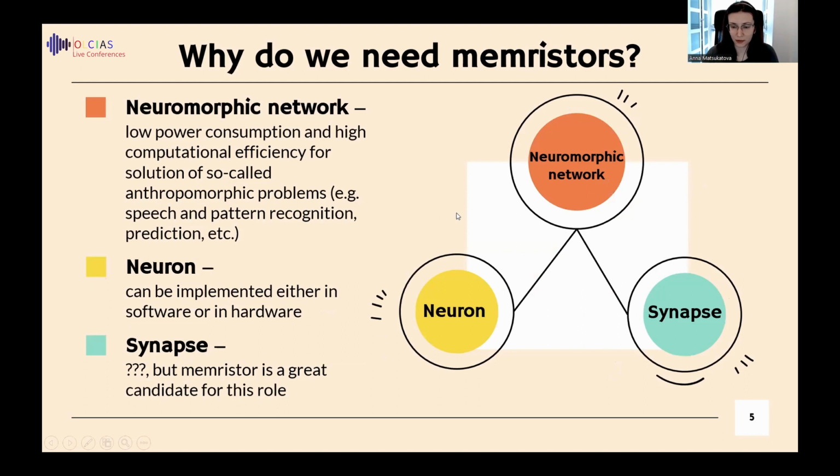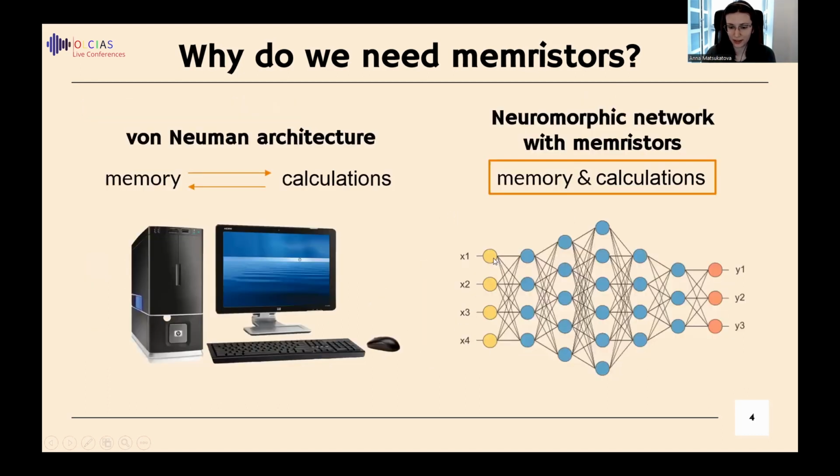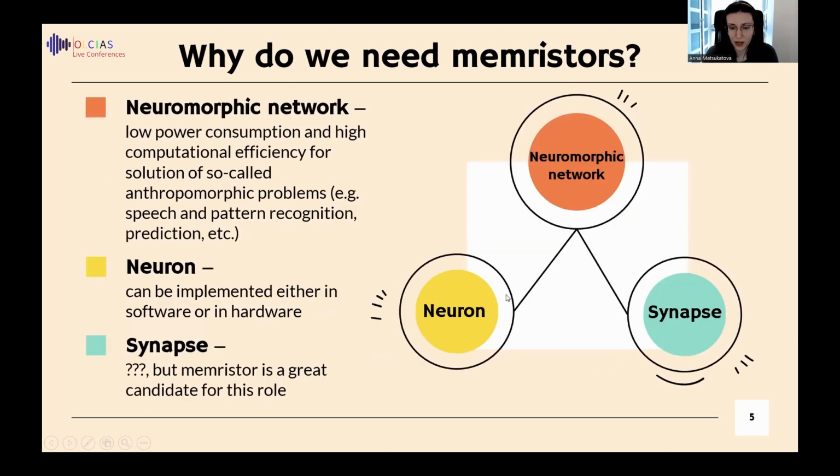In order to make this kind of neuromorphic network that is presented right here, with neurons and synapses, we need two basic parts: neurons and synapses. Neuromorphic networks have shown that they are very important, for example, for so-called anthropomorphic problems, speech or pattern recognition, image classification, all these kinds of problems. And in order to make a neuromorphic network not in our computer, but in hardware, in our physical world, we need some devices that would represent neurons, and some devices that would represent synapses, to construct a neural network in hardware.